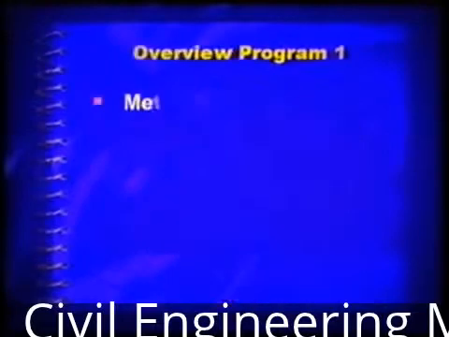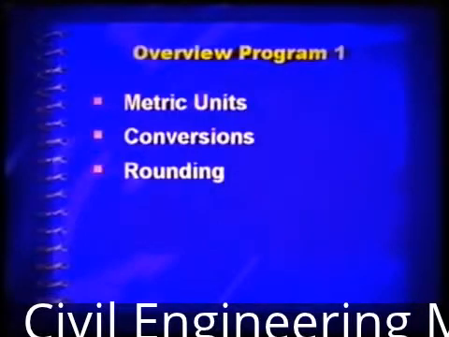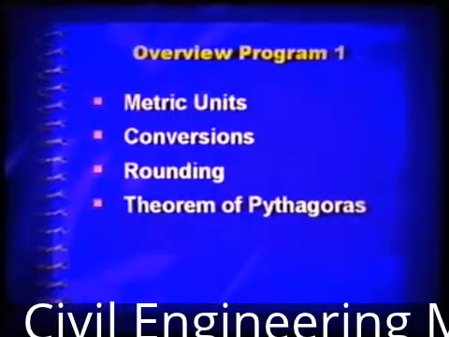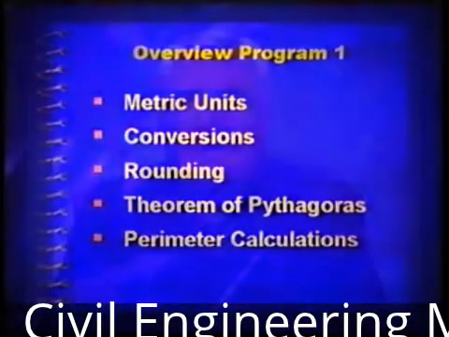Now, program 1 deals with measurement and mensuration. Mensuration is the use of formula in measurement. The content of program 1 is as follows. We've got metric units, conversions, then we look at some rounding, the theorem of Pythagoras, very important in area calculations you'll find later, and finally perimeter calculations. Well, let's make a start with that first topic in this program. It's about units, the metric unit system, Système International. They call it actually SI.